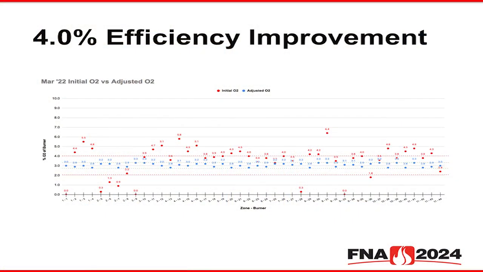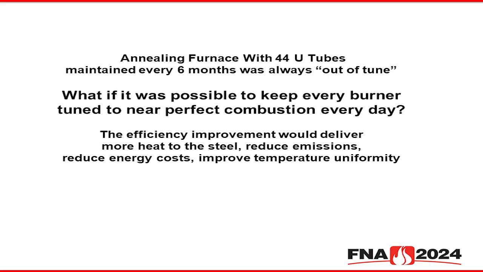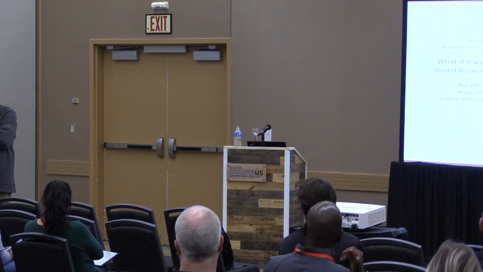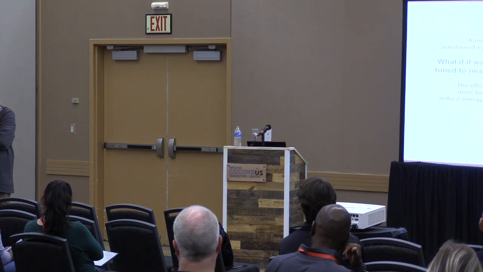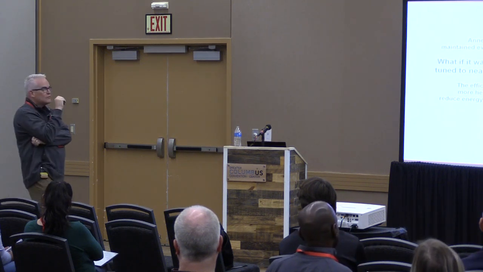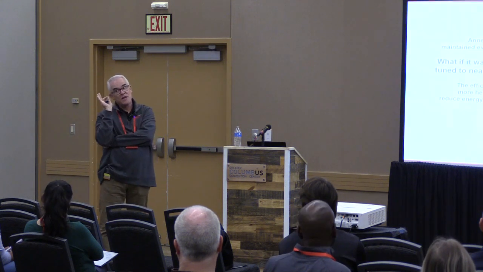And I think there's another slide or two. The point is, it does that a lot. Every 6 months, an annealing furnace with 44 U-tubes maintained every 6 months was always out of tune. Now, because I'm the sales guy, I asked this customer, could we do the temperature uniformity survey before I tune it? No. Would it have passed? Yeah, maybe. Would it have failed? Yeah, maybe.